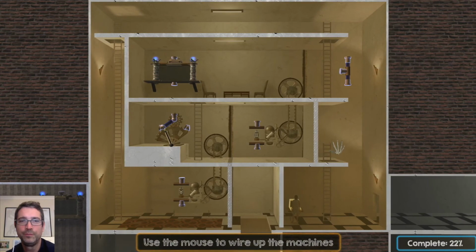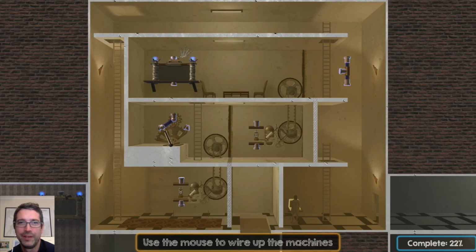Okay, so one last one of these. We have to get through this door. We mustn't have this one open. Flick the switch. That door comes down. This one comes up. Let's see how we do this. This to here, that to there, that to here.